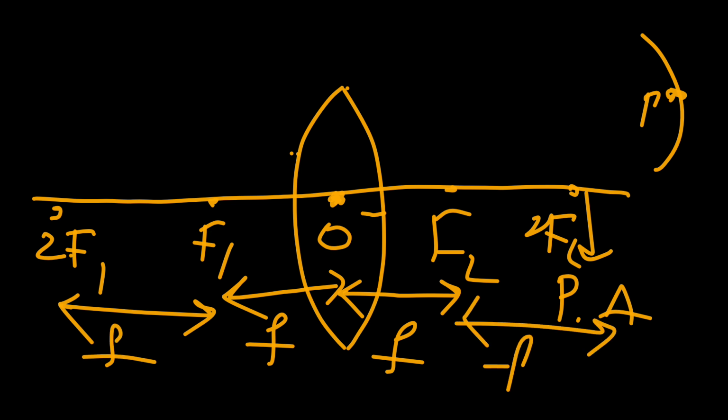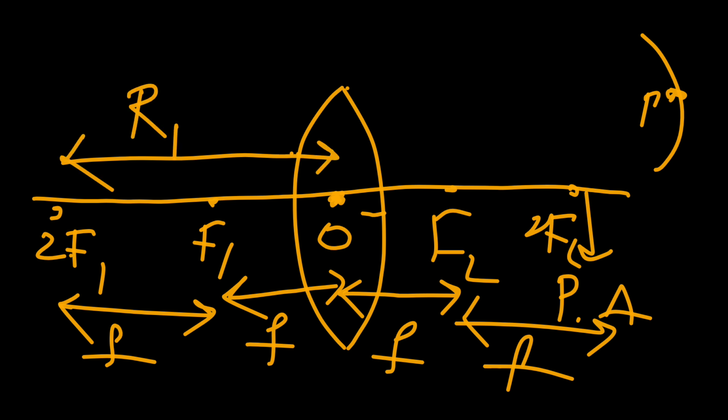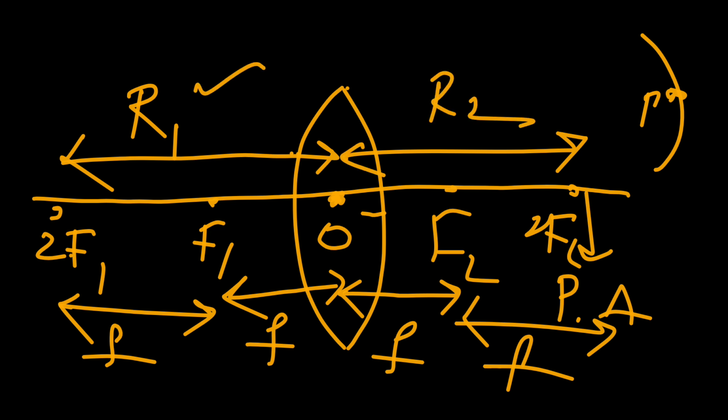Two focal lengths, two times the focal length, will give us 2f1 and 2f2, right? Here, the distance from the optical center to 2f1 is called r1, and the distance to 2f2 is called r2, the radius of curvature 1 and radius of curvature 2. Right? So it's just the same thing.